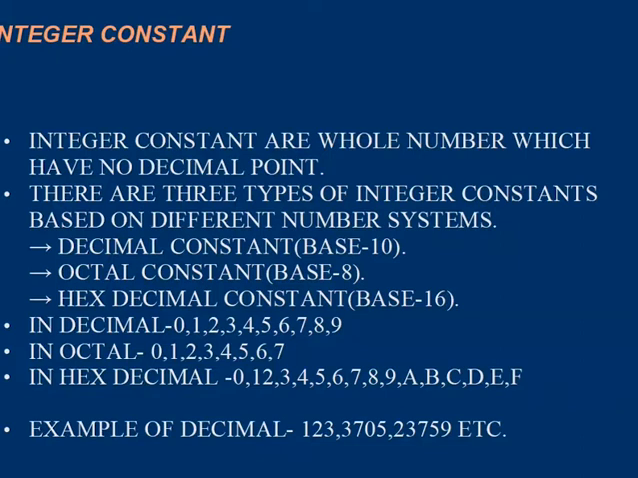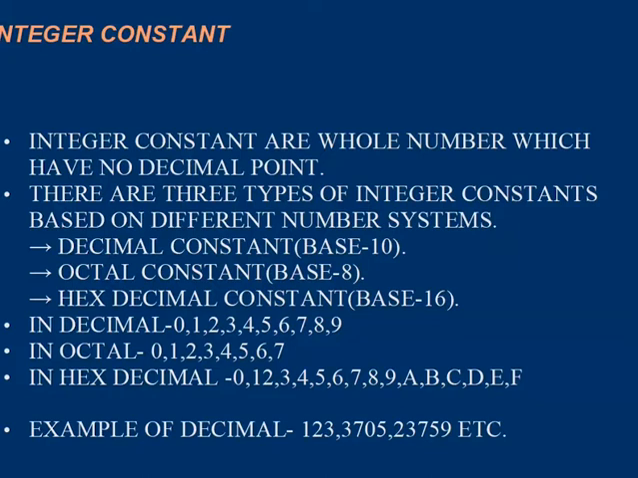Integer constants are whole numbers which have no decimal point. It means there will be no point between the number. Integer constant has three more types which are based on number system. That is decimal constant with base 10, octal constant with base 8, and hexadecimal constant with base 16. You are going to study about these bases in a logic design like subject. So let us see the range.